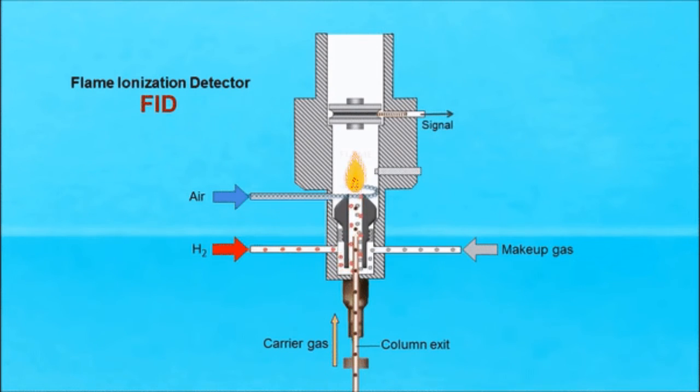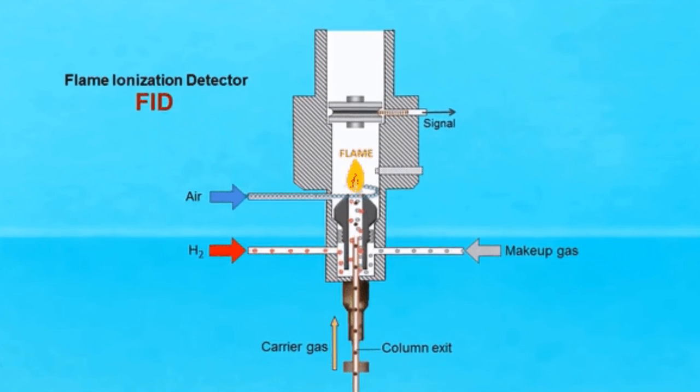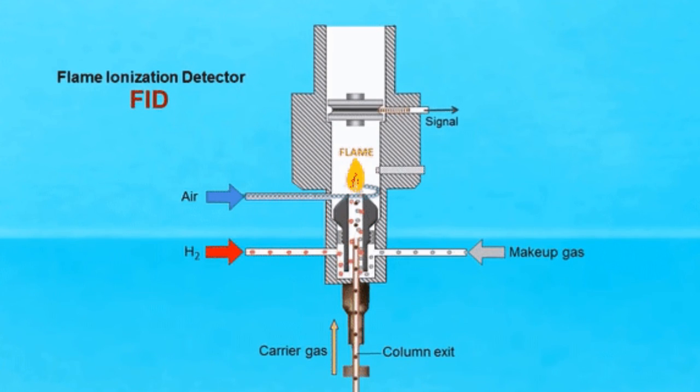In a FID, the sample is directed at an air-hydrogen flame after exiting the column. At the high temperature of the air-hydrogen flame, the sample undergoes combustion. Ions and free electrons are formed in the flame. The charged particles produce a measurable current flow in the gap between two electrodes in the detector. This current is sensed by an electrometer to monitor the sample's elution.